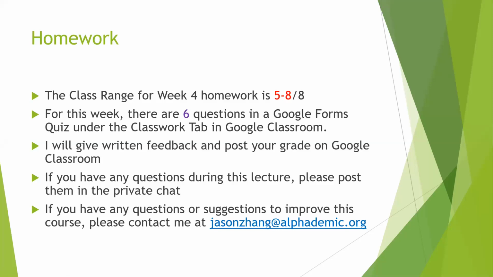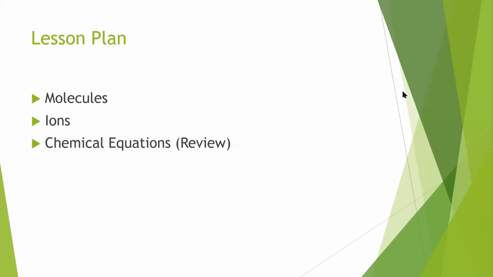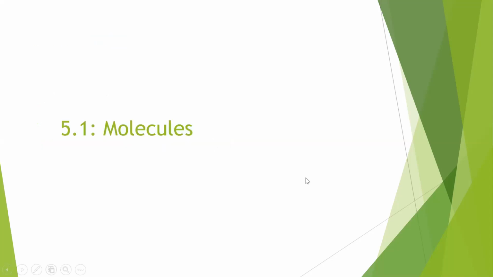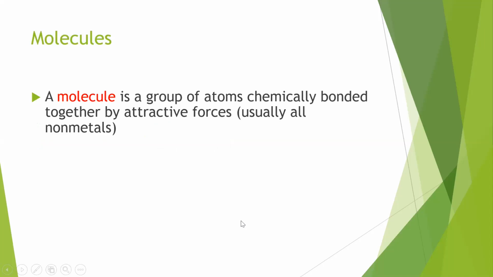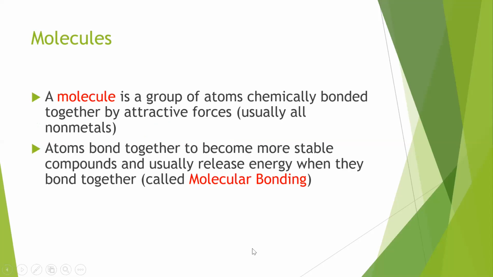Okay. So today we're going to be talking about 3 things: molecules, ions, and chemical equations. A review. So we're going to first talk about molecules. A molecule is a group of atoms chemically bonded by attractive forces. They are able to bond because it's lower in energy when they bond together. And this is called molecular bonding, when they share electrons and bond.